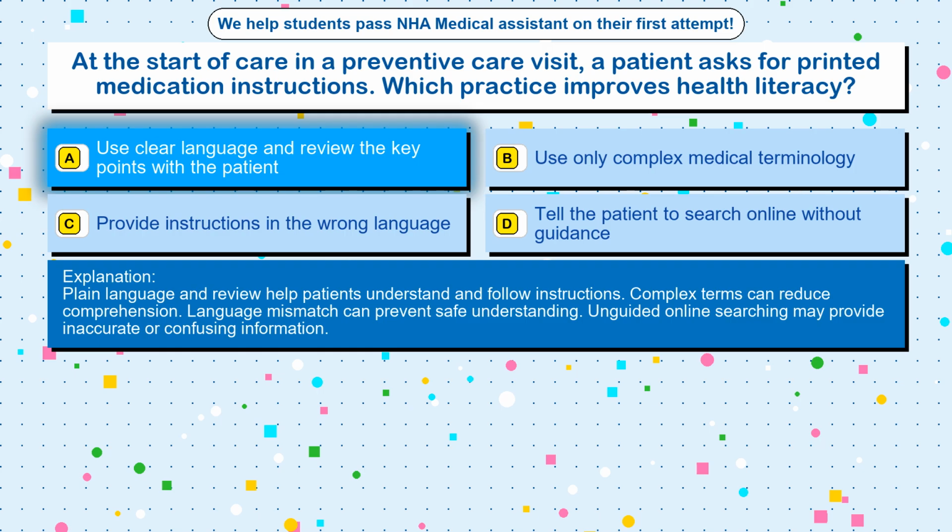Plain language and review help patients understand and follow instructions. Complex terms can reduce comprehension. Language mismatch can prevent safe understanding. Unguided online searching may provide inaccurate or confusing information.